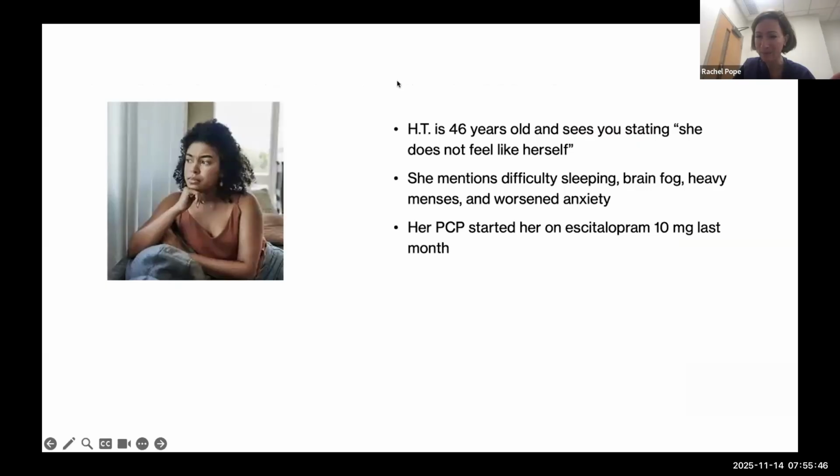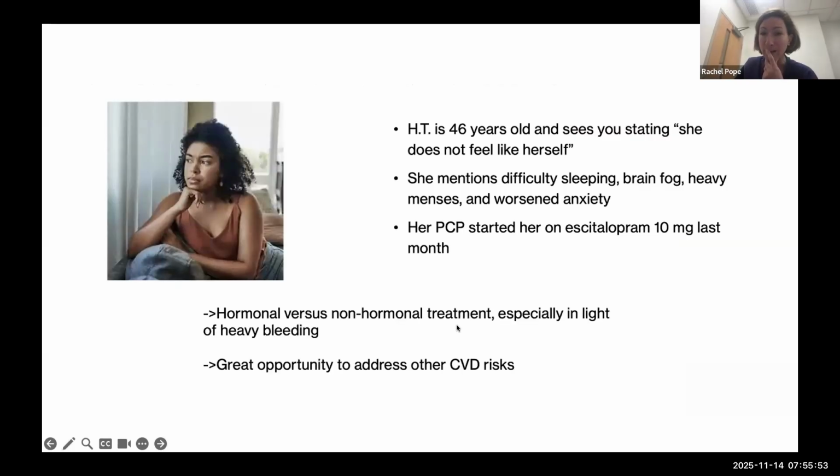My last slide, and then we can talk for a few minutes: I think about this patient, HT, and I definitely am going to talk to her about hormonal treatment. Especially with the heavy bleeding, I might offer her, for example, an IUD with an estradiol patch and see how she does with that. But this is another great opportunity to start talking to her about cardiovascular risks and how we can tie that into her care. So those are all the slides that I prepared, but I'd love to read some of the questions in the chat.